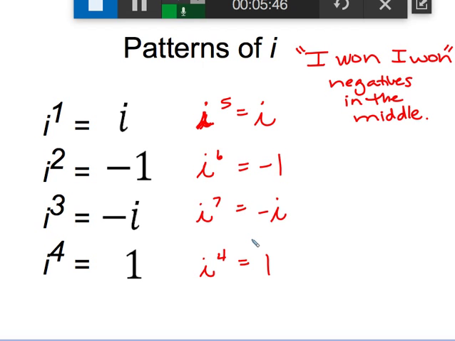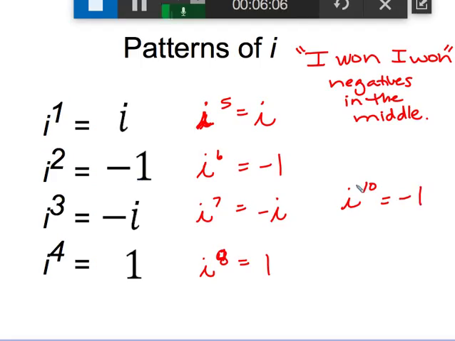So if you were asked to find, oh, sorry, that should be an 8. If you were asked to find something like i to the 10th, so if I said, okay, hey, what's i to the 10th? You could simply just count, that's 4, 5, 6, 7, 8, 9, 10. So that would be negative 1. That's kind of tedious to do.